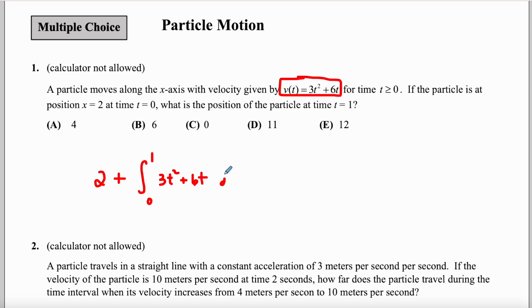I'm going to integrate this by hand. For the sake of the video, I may skip a few steps here, but if I integrate that, it would be t cubed plus 3t squared. I want to plug in 1 only because 0 is going to give me nothing. So this would be 4. But because my initial position was 2, I'm going to add that. And so my new position after a second is 6.